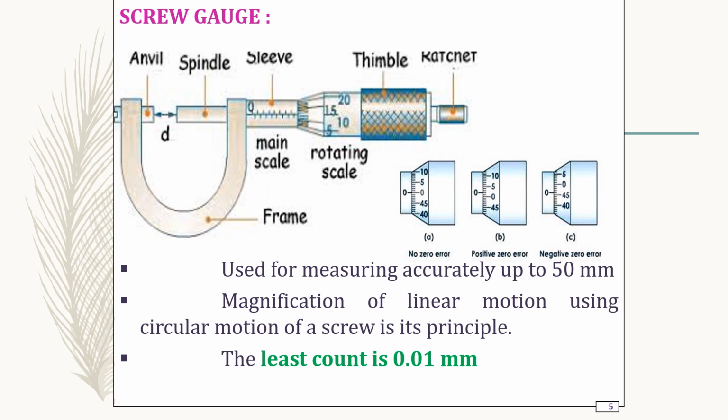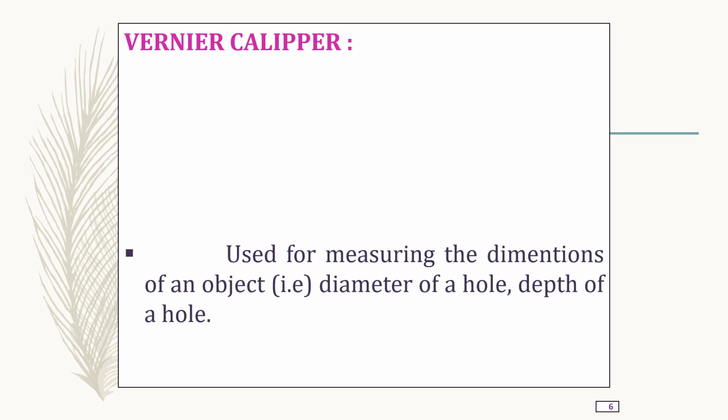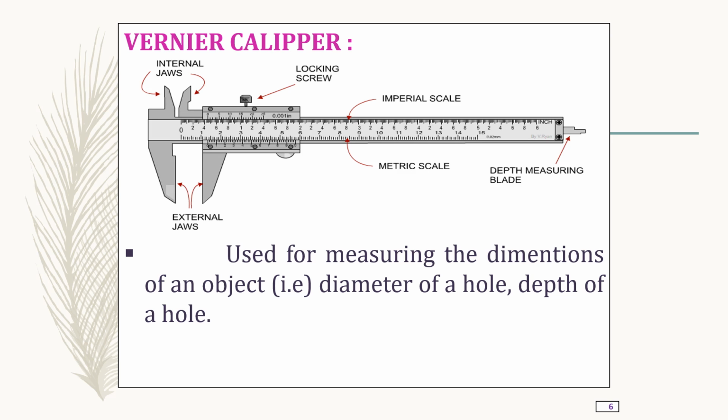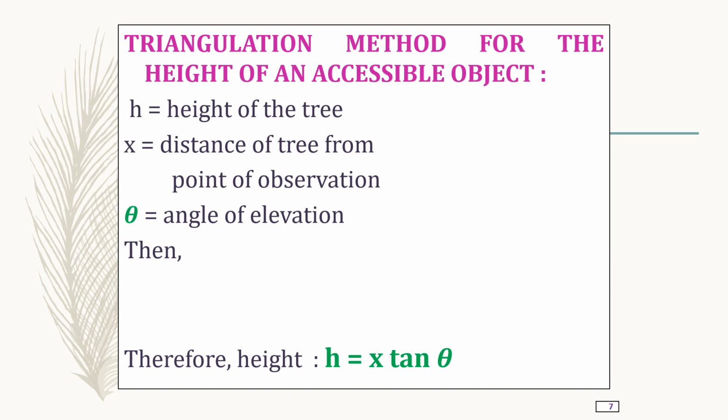Next is vernier caliper. Vernier caliper is a versatile instrument for measuring the dimension of an object, namely the diameter of a hole or the depth of a hole. The least count of the vernier caliper is 0.1 millimeter. Next is measurement of large distances. Triangulation method, parallax method and radar method are used to determine very large distances.